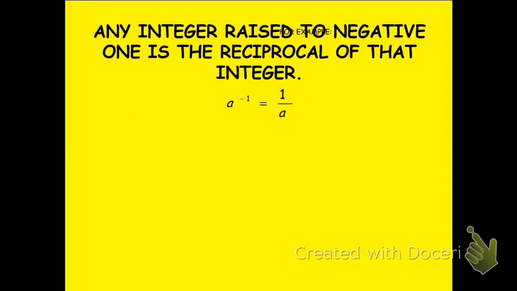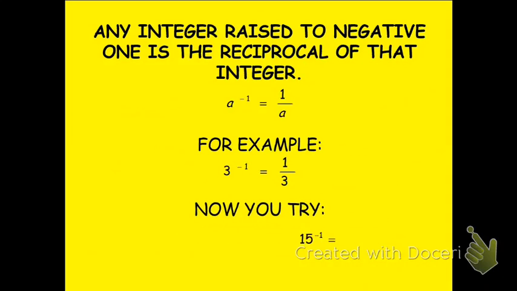Okay, let's look at an example. 3 to the -1. Just as easy as that. You put 1 at the top in your numerator, put 3 to the 1st power in your denominator. Just that simple and easy. Now you guys try. 15 to the -1. All we're going to do is take that 15, the base, put that base at the bottom. Take this 1, put it at the top. That's our answer. Just that simple and easy, guys.